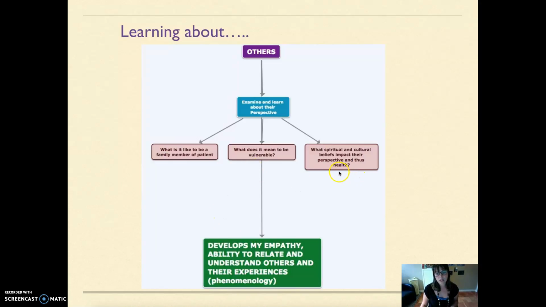We may also, to understand their perspective, want to look at what spiritual and cultural beliefs may be impacting their perspective and thus their health. So this will help us develop our empathy, our ability to relate to and understand others and their experiences.